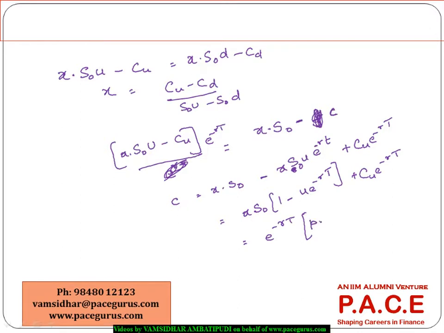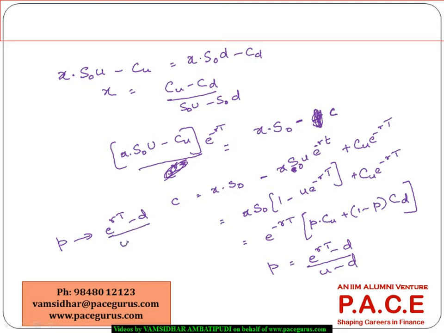I could write this as some P times Cu plus 1 minus P times CD, which is the downside. So the P is actually coming out as e power RT minus D by U minus D. Even that would get simplified to the same, which means I could really find out the probability of the price going up as e power RT minus D by U minus D.